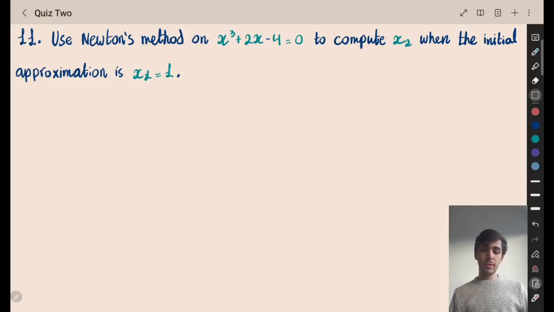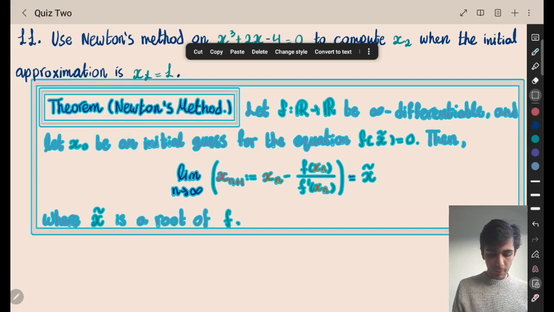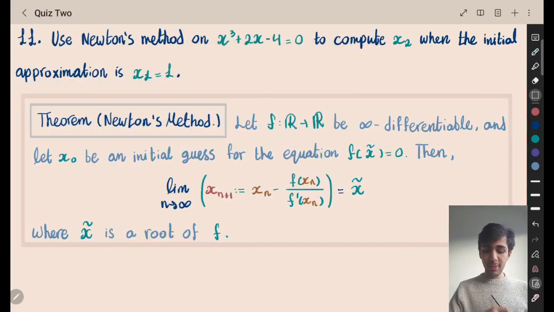Let's use Newton's method on this third-degree polynomial, and let us compute the second term in the Newton sequence, so to say. For this, I summon the theorem.